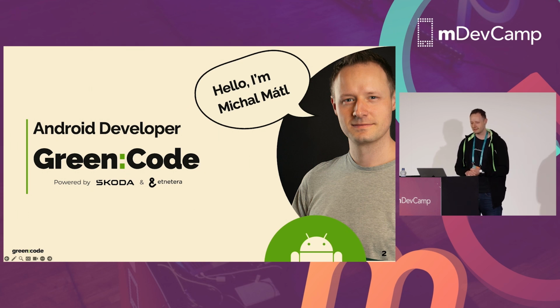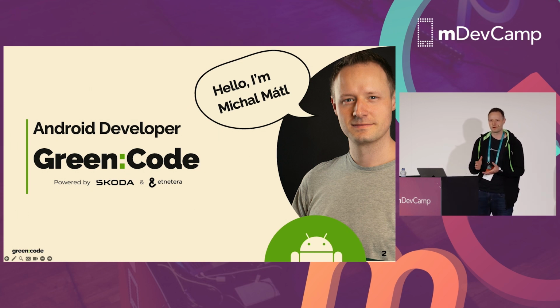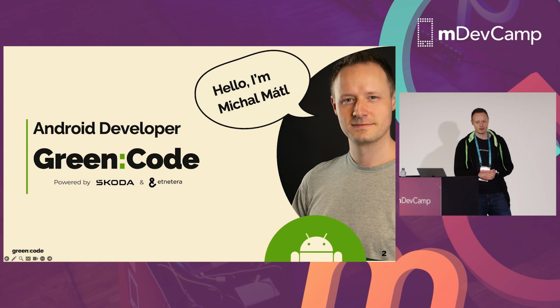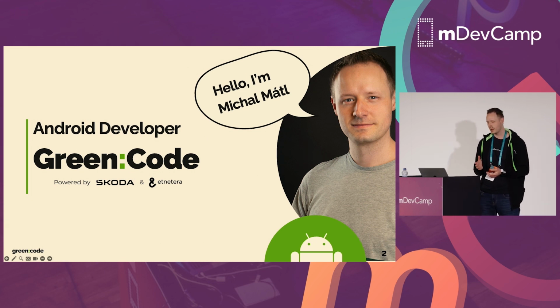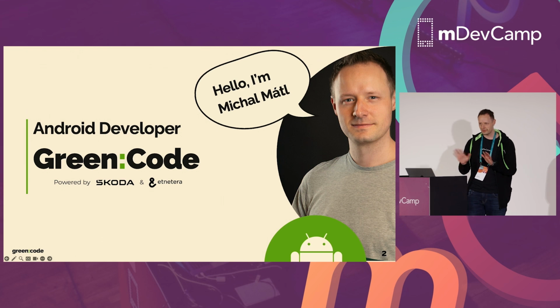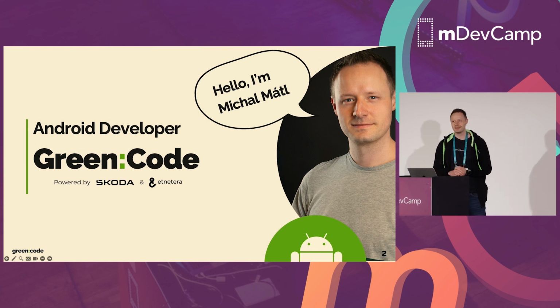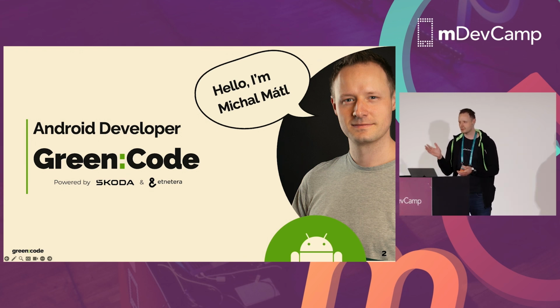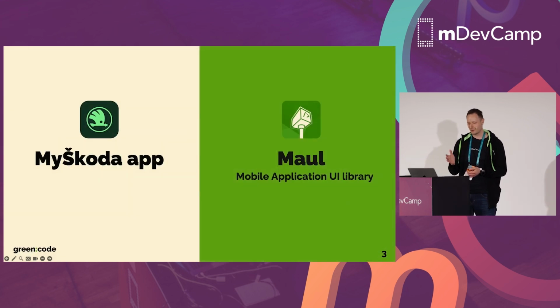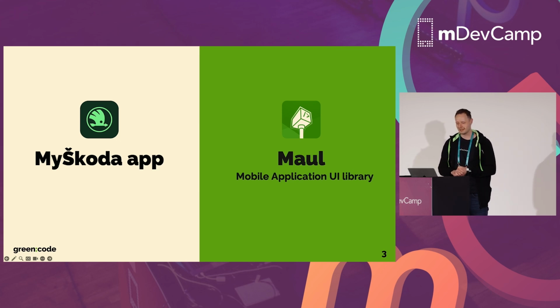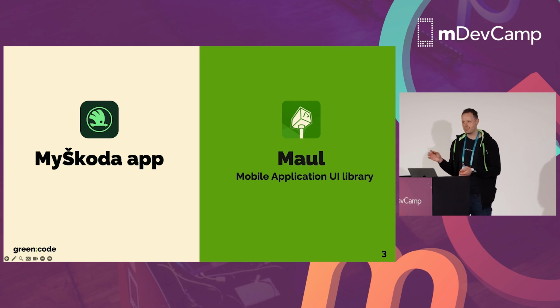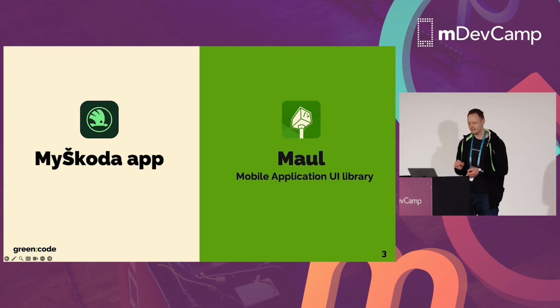I work as an Android developer for Green Code. If you don't know Green Code, Green Code is a company owned by Škoda and Etnetera Group. We do a lot of interesting projects like My Škoda app, VR project, AI project, etc. I am part of My Škoda app team, and one of my responsibility is to work on MAL, which is acronym Mobile Application UI Library.